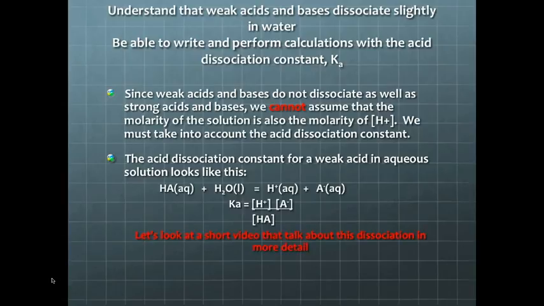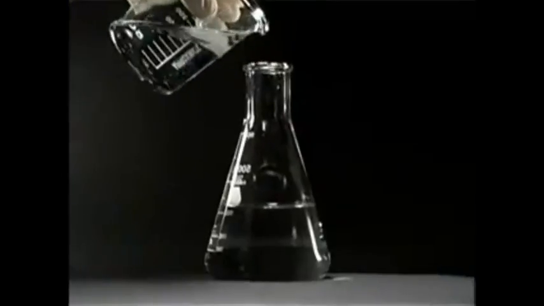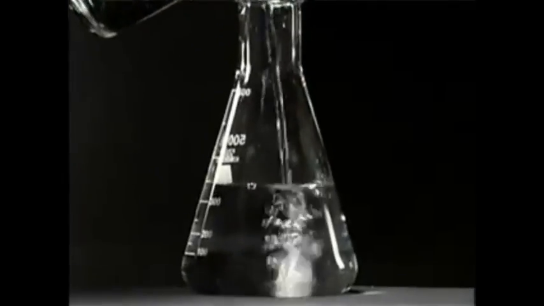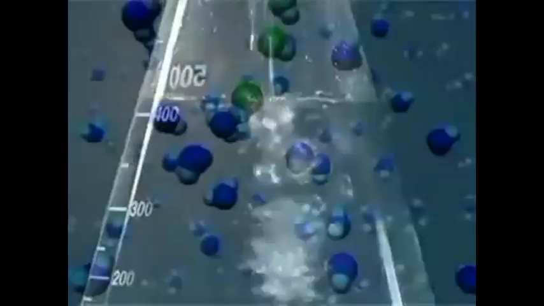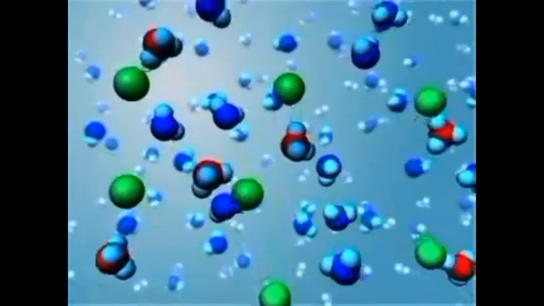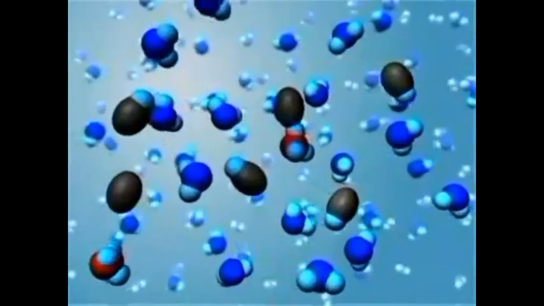Let's look at a short video that talks more about this dissociation in more detail. The strength of an acid refers to the extent that it dissociates into ions when dissolved in water. Strong acids dissociate nearly completely. Weak acids dissociate very slightly.